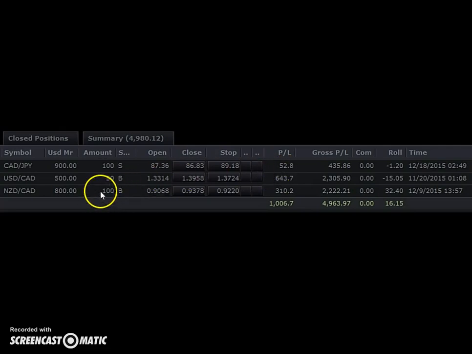Now the dollar Canadian, you can see I've closed out about half the position because I wanted to lock in profit as that pair has been trending for quite some time. So a total on these three right now, we're up a little over 1,000 pips.